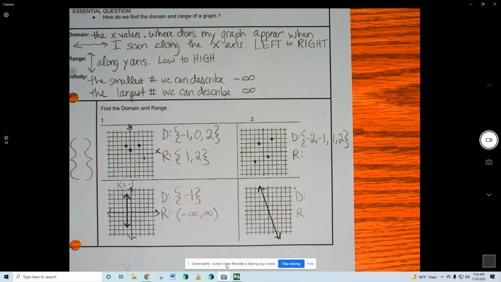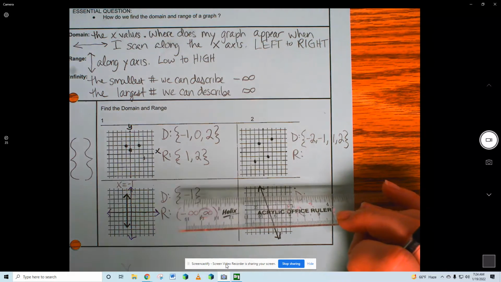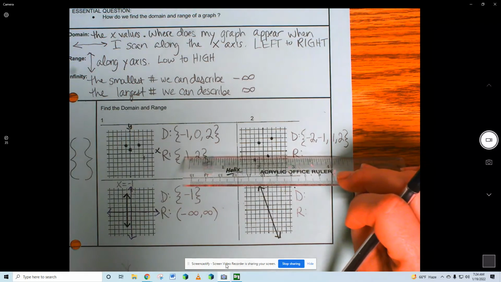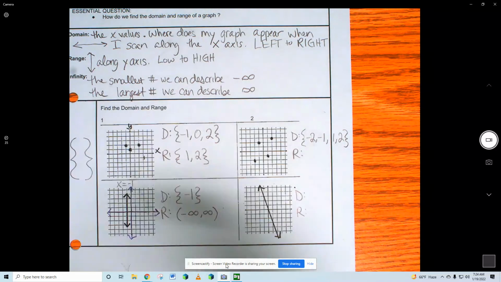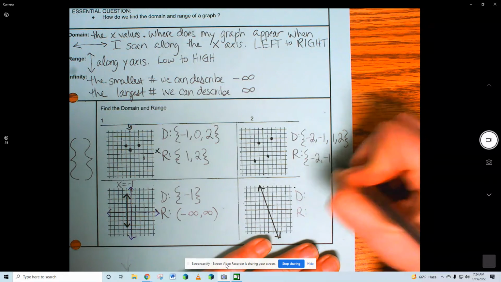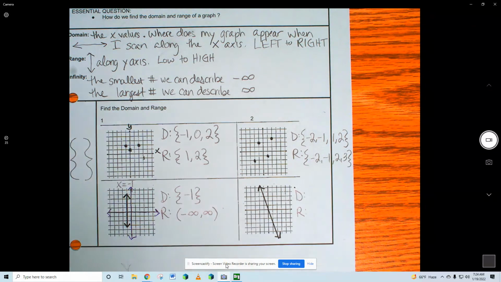All right, this line, range. -2, -1, 2, 3. Okay.